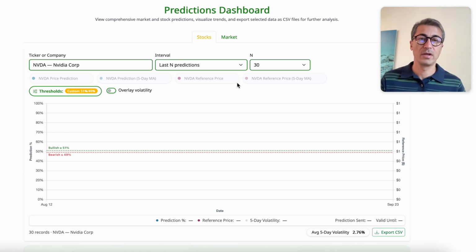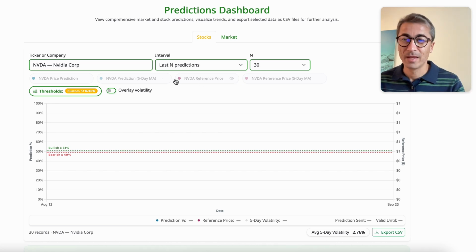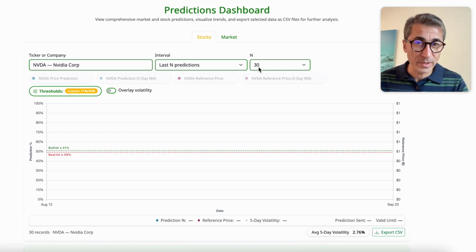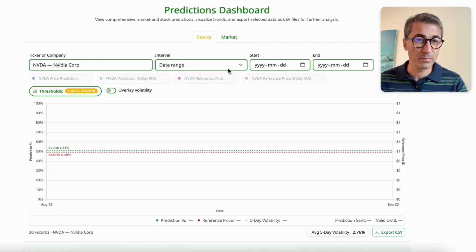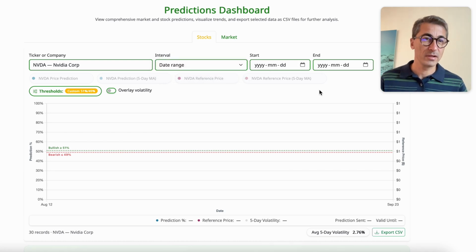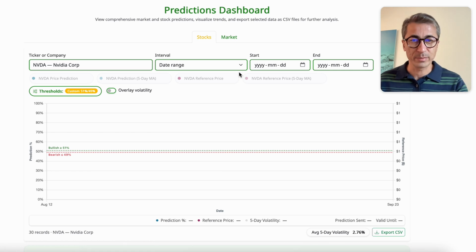Now, when algorithms make predictions, those predictions are made for the upcoming 10 market days in our system, as it is today. We are looking at the last 30 predictions right now because it is the one that is set here, but alternatively you can pick the start date and end date. I'm going to custom define the time interval for the predictions.